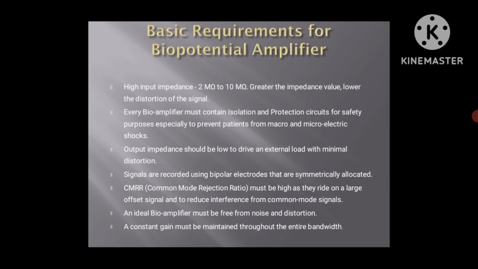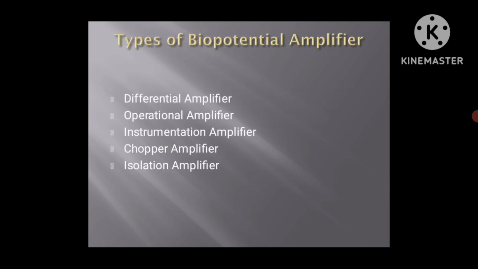CMRR, the common mode rejection ratio, must be high to avoid interference from the common mode signals. The ideal bioamplifier should be free from noise and distortion. Then only we get a confident output. The constant gain must be maintained throughout the entire bandwidth.